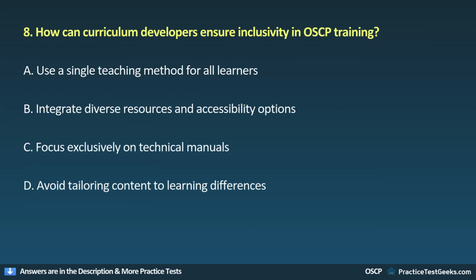8. How can curriculum developers ensure inclusivity in OSCP training? A. Use a single teaching method for all learners. B. Integrate diverse resources and accessibility options. C. Focus exclusively on technical manuals. D. Avoid tailoring content to learning differences.